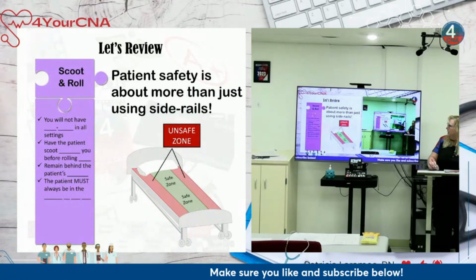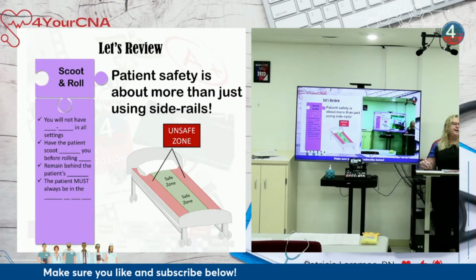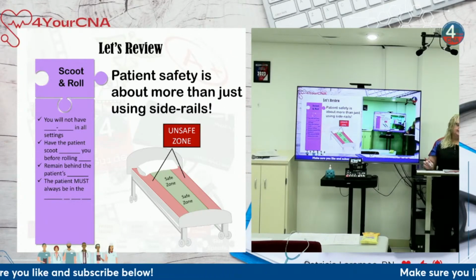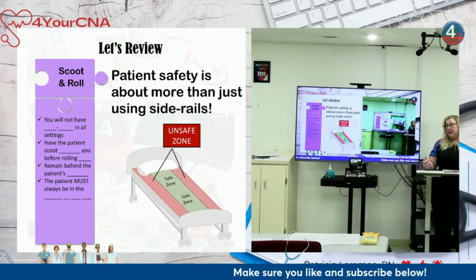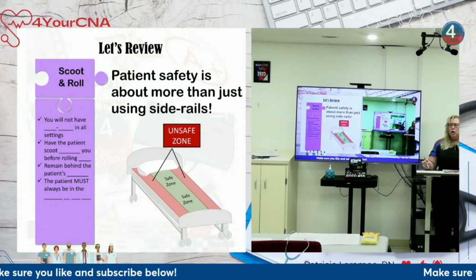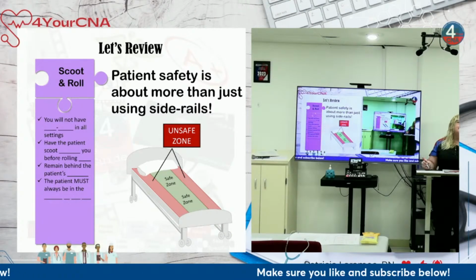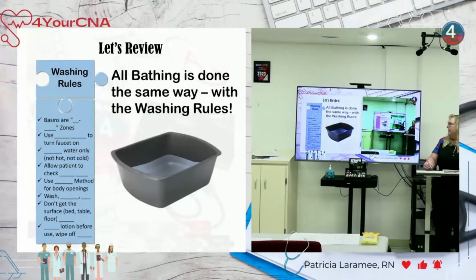Very good. So where does the patient need to remain? In the middle of the bed. And what won't we have in all settings? Side rails, yeah. And we don't need them to keep our patient safe. We just need the patient in the middle of the bed. But are we ever going to turn the patient toward us or away from us? Which way? Away. We remain behind, the patient's behind, right? Okay, so anytime we're turning a patient, we always scoot them toward us and then roll them away.